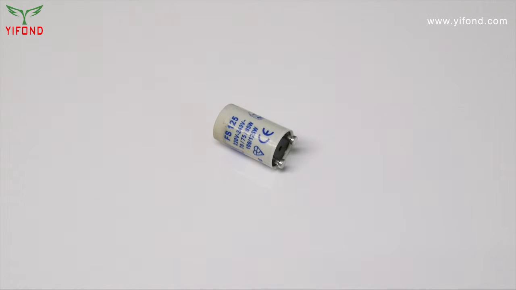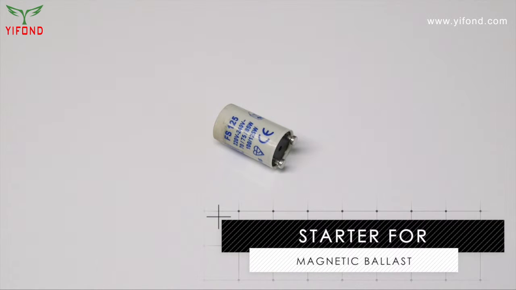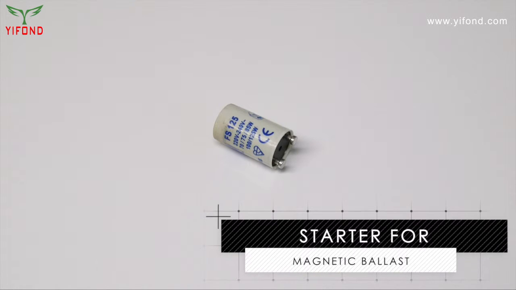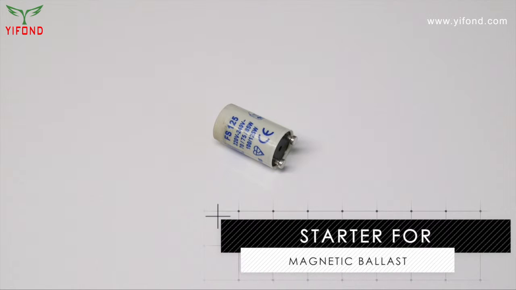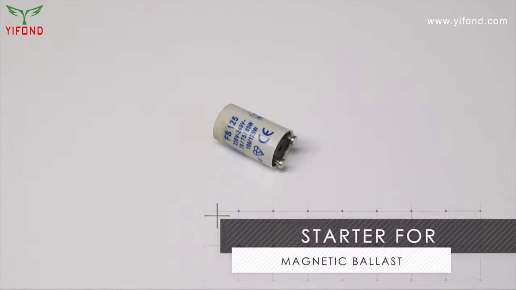There are two main types of tube fitting, one with magnetic ballasts and the other with electronic ballasts. You can differentiate between the two types quite easily. A fitting with a starter, shown here, has magnetic ballasts, and a fitting without a starter has electronic ballasts.